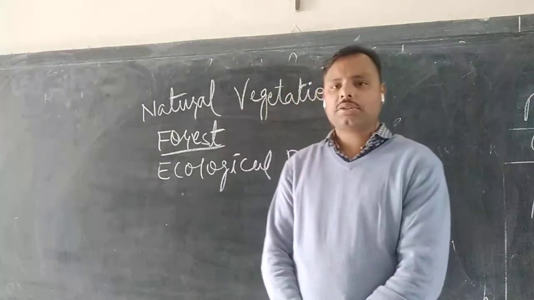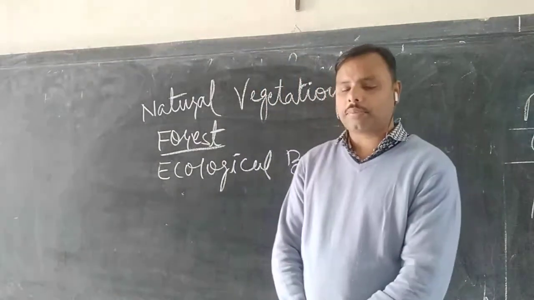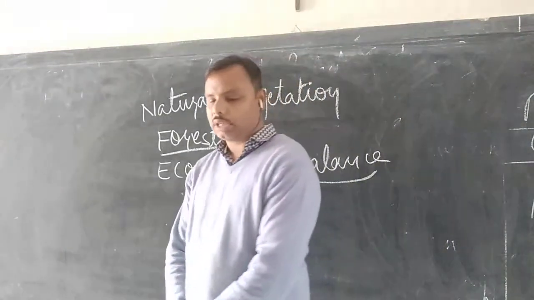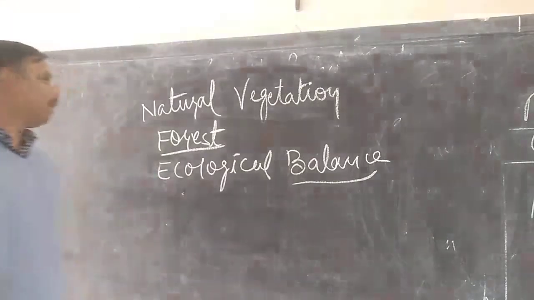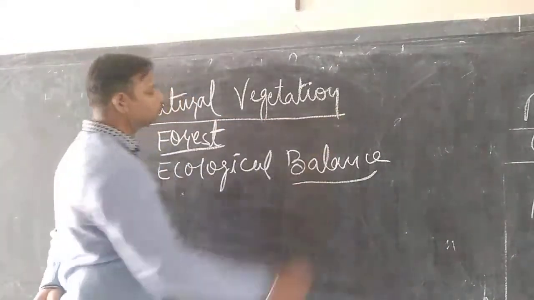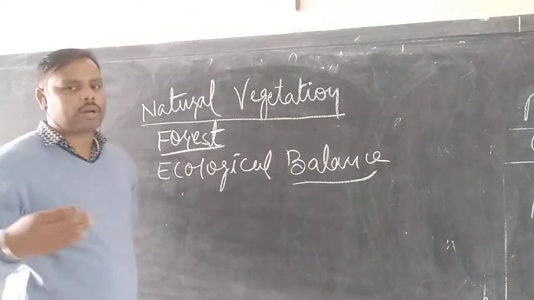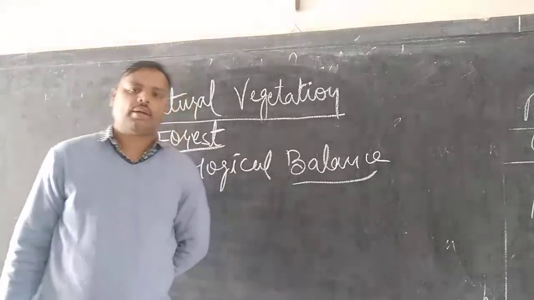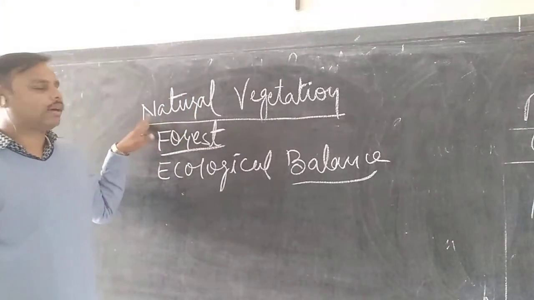And we are in the last chapter of our final term, that is chapter number 12, Natural Vegetation. Like I explained to you all, the word natural means that which comes on its own without any effort, without any human effort. When a thing follows on its own, that is called natural.